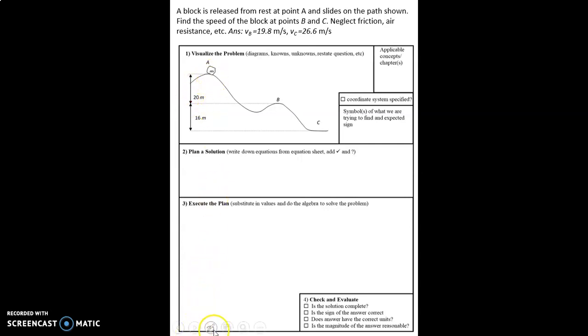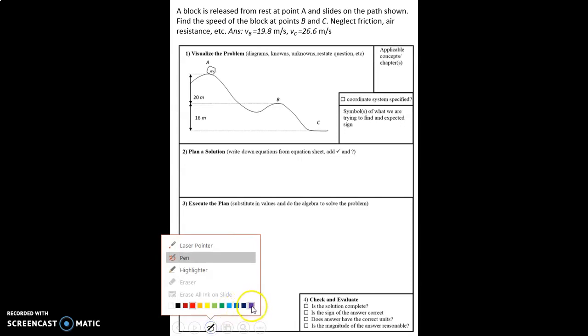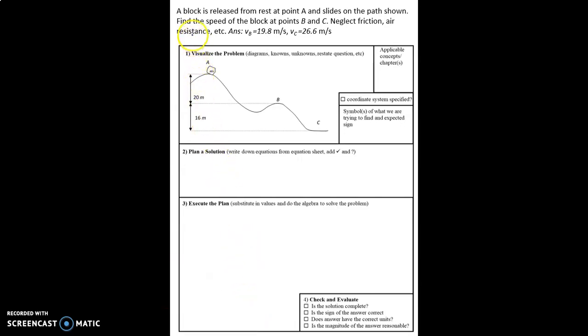All right, we're going to look at this problem where we have a block being released from rest, and we're going to look at how fast it's going as it gets to point B and to point C. Applicable chapter, that's chapter 7, conservation of mechanical energy. Coordinate system specified? No, we're not going to need that for this problem. Symbol of what we're trying to find, that would be V sub B and V sub C.